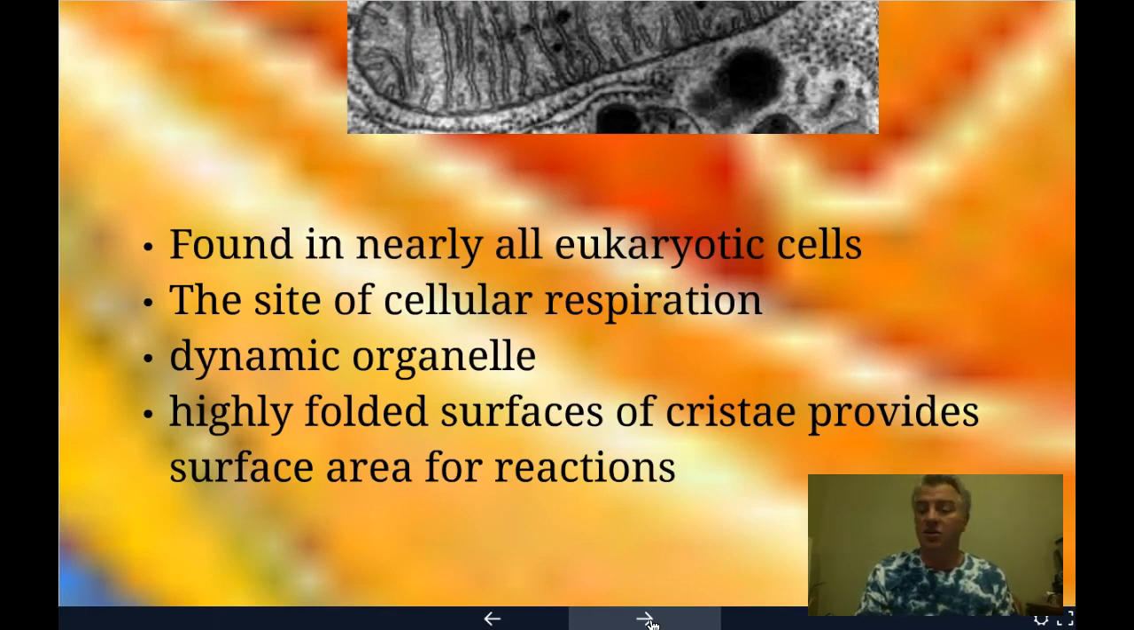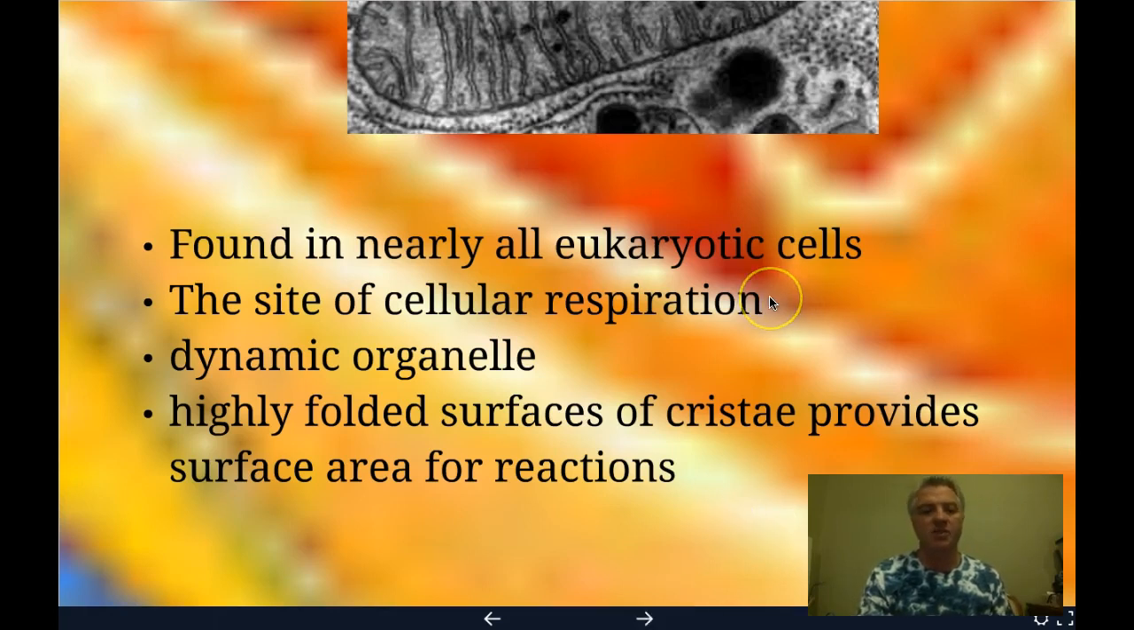It's found in nearly all eukaryotic cells. An example that wouldn't have it would be a red blood cell. Red blood cells don't need to make energy because they move throughout the body in your bloodstream, being pumped by your heart. So they don't have a need for that energy, and that just leaves more room for them to carry hemoglobin, which is going to carry oxygen.